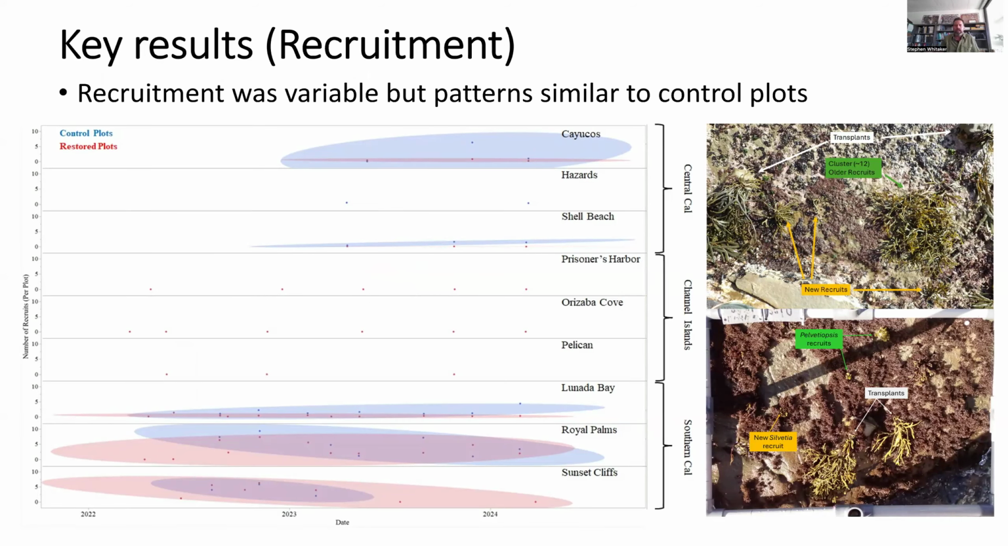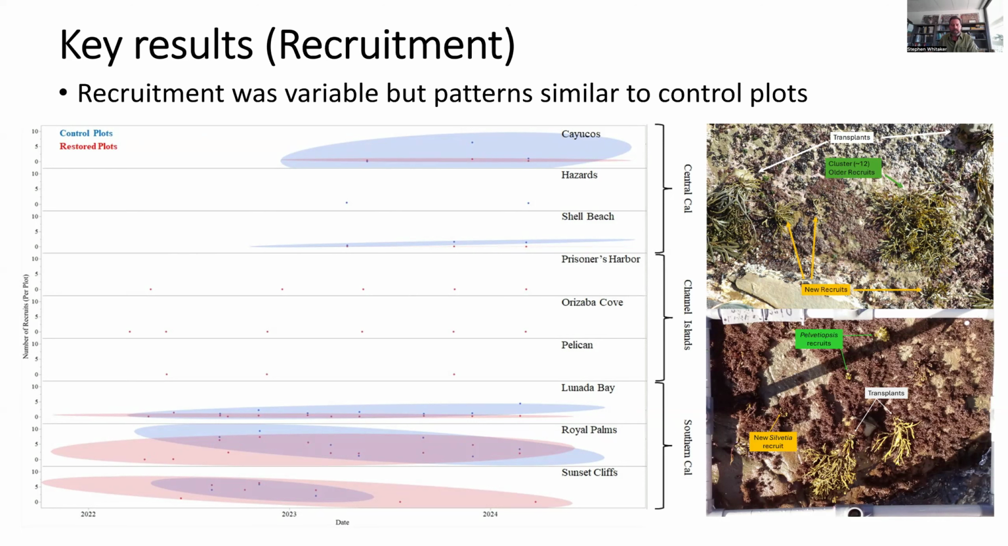Recruitment of Silvetia was also highly variable among sites, as well as over time. However, in this case, the temporal and the spatial patterns were similar in restored plots and the natural plots. And again, the red represents the restored plots and blue represents the individuals in control plots, so the naturally existing Silvetia. And when there's overlap, that shows that the level of recruitment in this case was approximately the same.